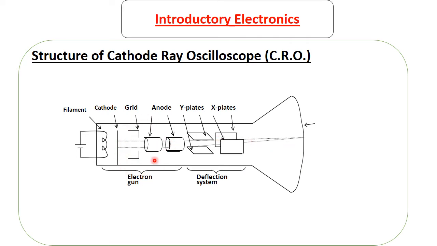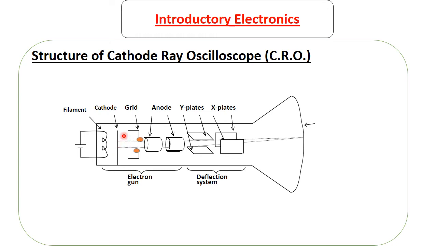So now what does each of these parts do? I'm going to use this illustration. I'm going to draw two electrons. The filament provides heat to the cathode. Once the cathode is heated, it's going to emit electrons by the process of thermionic emission. Once electrons are emitted, they are going to go to the grid. So they will move to the grid.